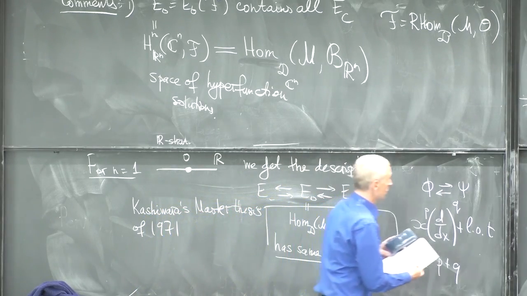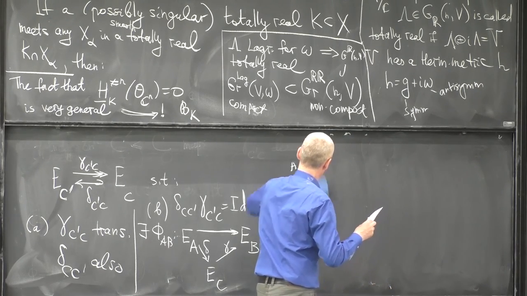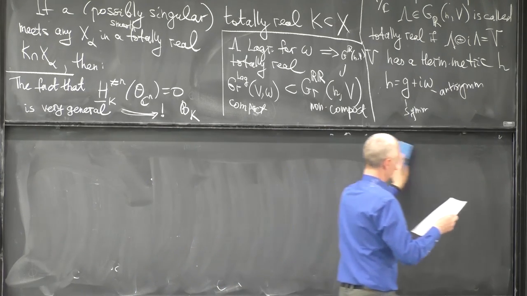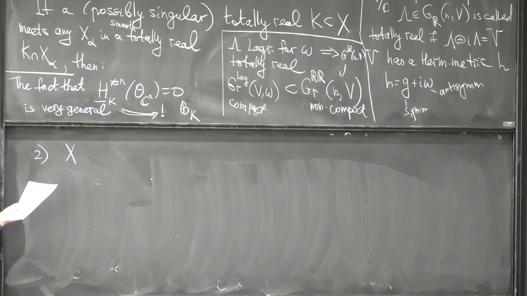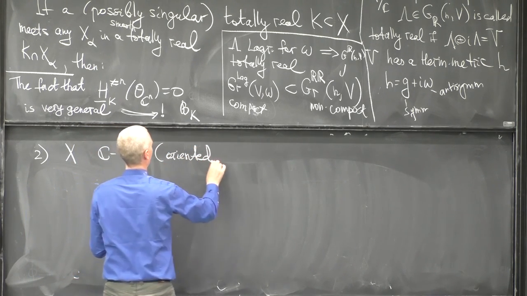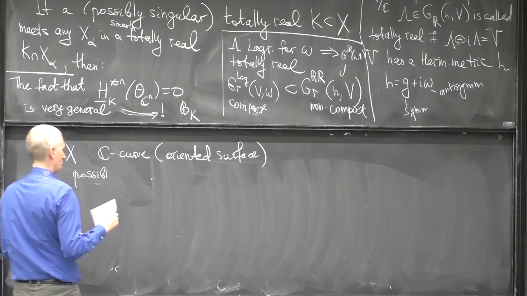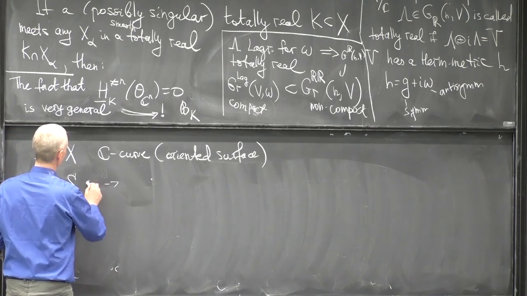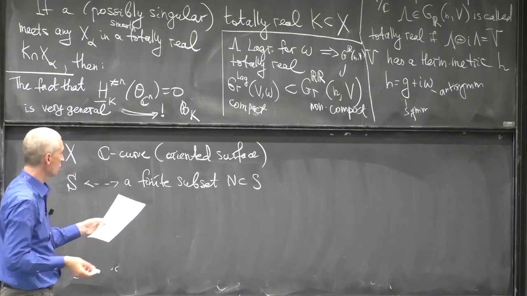Let me consider one more example. Suppose X is a topological surface, but let me say it's a complex curve. What we really need of it is an oriented surface, possibly with boundary. Or let me just say it without boundary for now. Okay, so then a datum of stratification is simply a finite subset S of points where the perverse sheaves can have singularities.